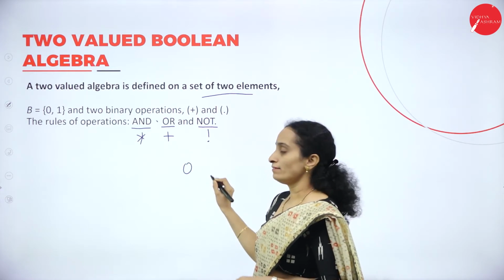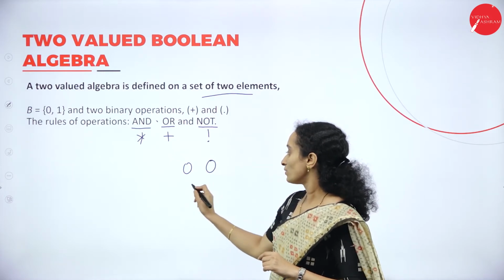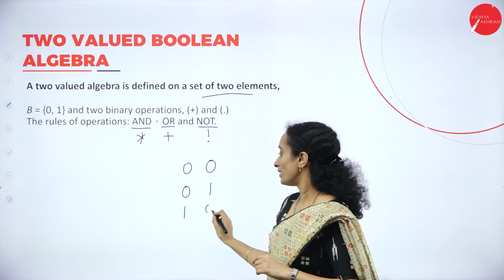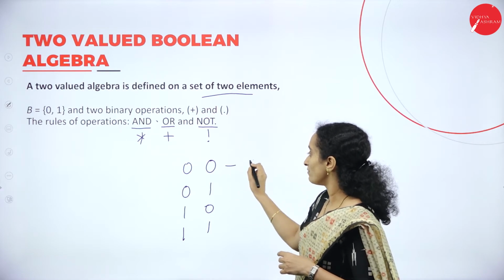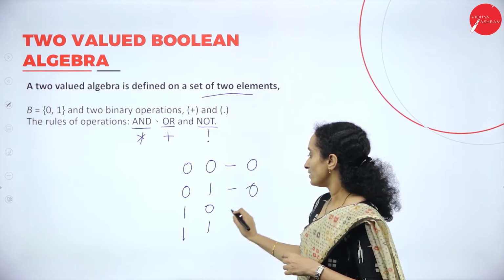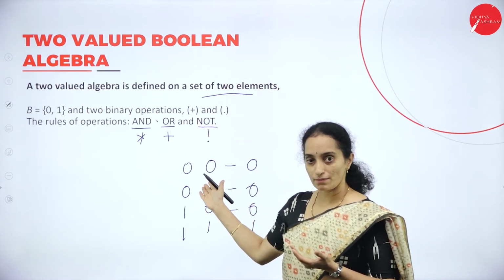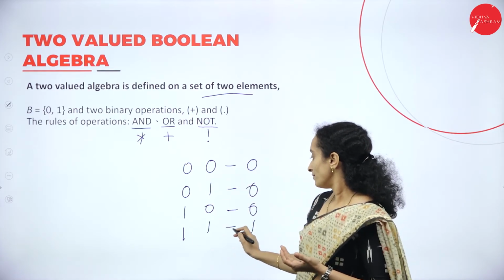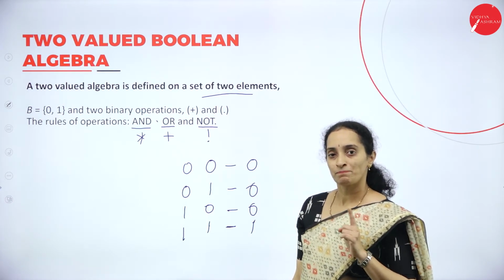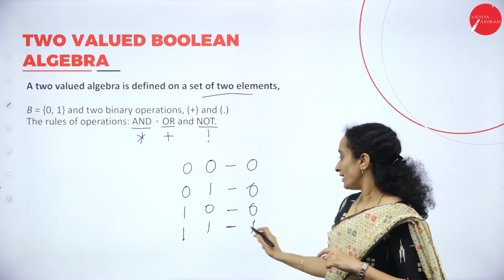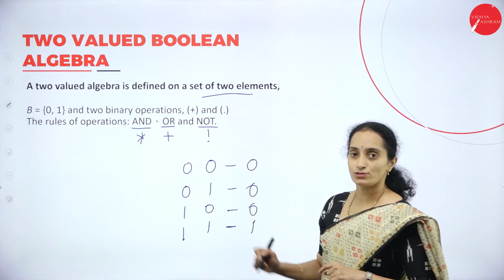AND uses multiplication because it represents the state of multiplication. With Boolean values 0 and 1, we can have four combinations: 0 0, 0 1, 1 0 and 1 1. The AND operation, the multiplication operation, will give you the result 0, 0, 0, 1. That means when you apply the AND operation, the value will be true only when both statements are true. When both the operands are 1, the result will be 1. Otherwise, the value will be 0.